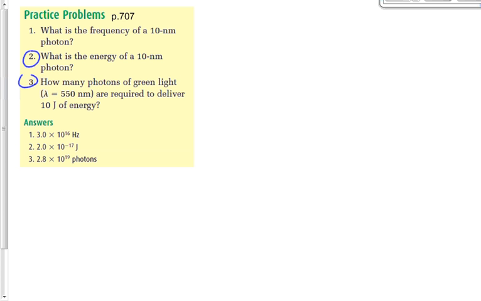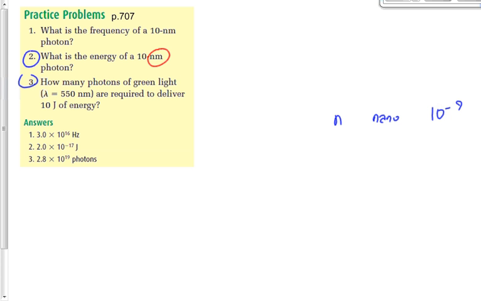All right, number 2 says, what's the energy of a 10 nanometer photon? First thing I want to do there, Liam, is circle the nanometers because I know I want to convert that to meters. If you look on your data sheet, in the middle, it's going to give you some SI prefixes, and one of them is an N. It says an N, a nano, is 10 to the minus 9.